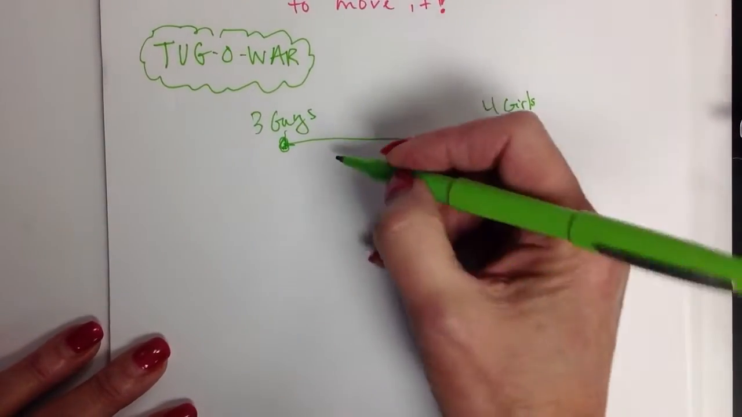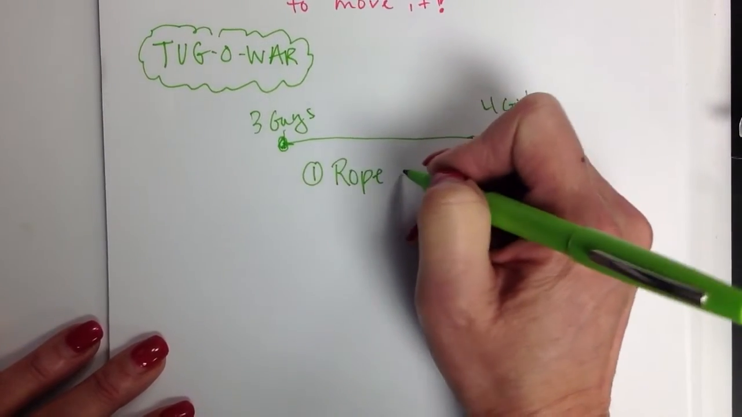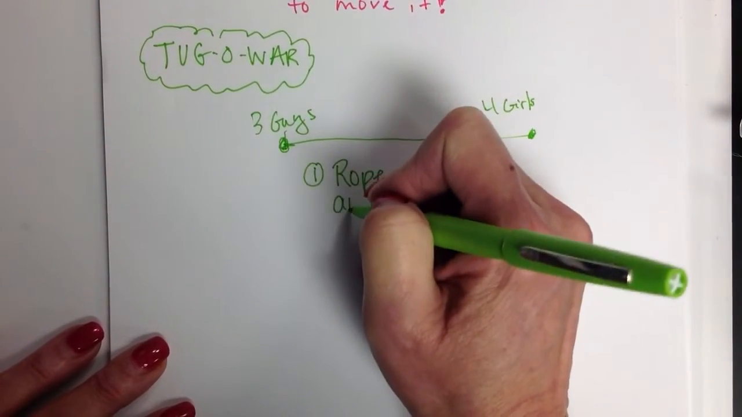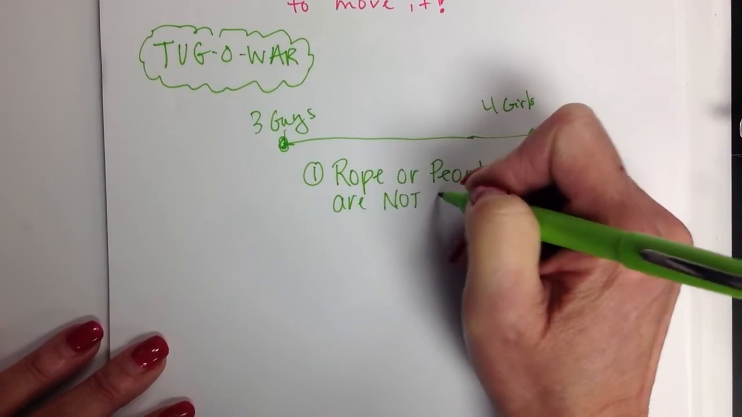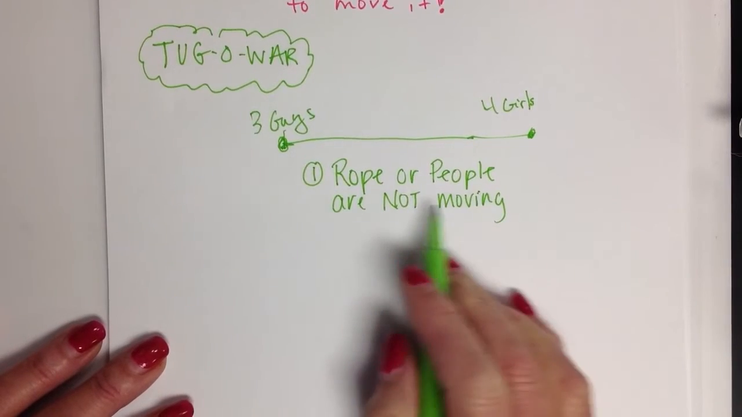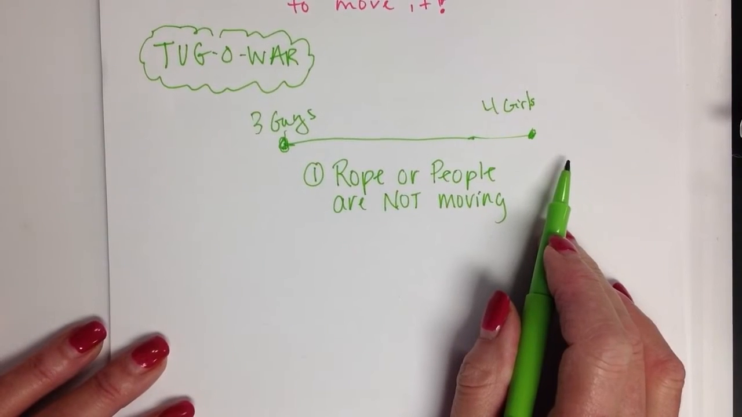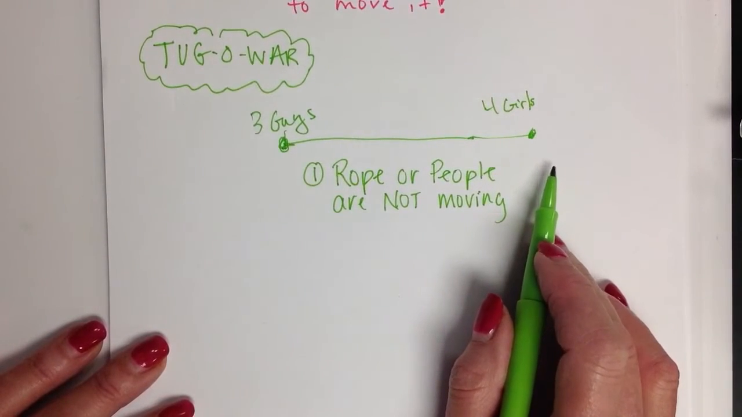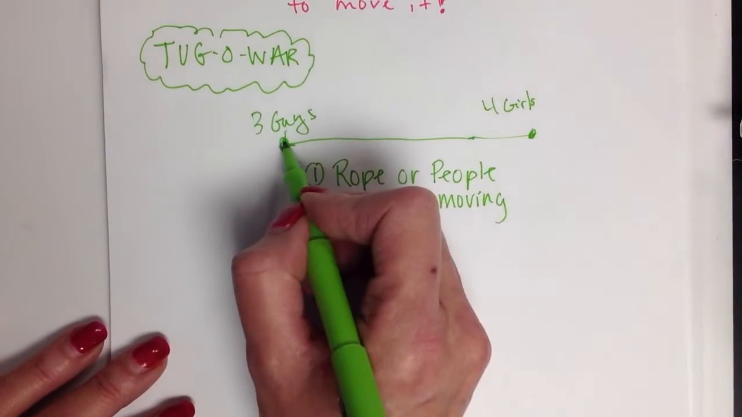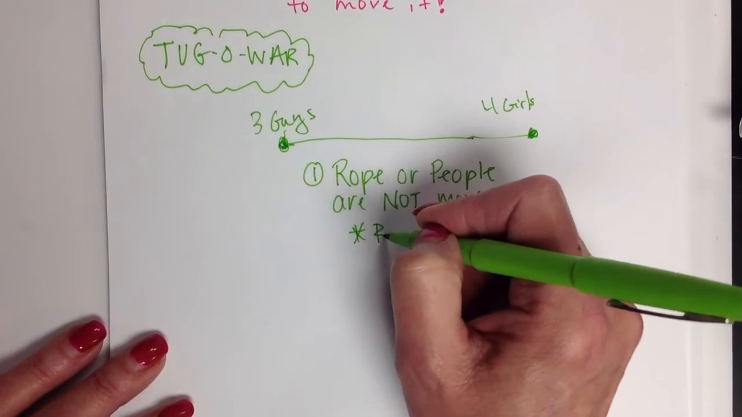So, let's say the first scenario is the rope or people are not moving. Well, they're pulling on the rope, but the rope's just staying taut. They're pulling and pulling and pulling on either side, but nothing's moving yet. So neither side is won. So if there's no change in motion here, we would say the forces are what? Balanced.